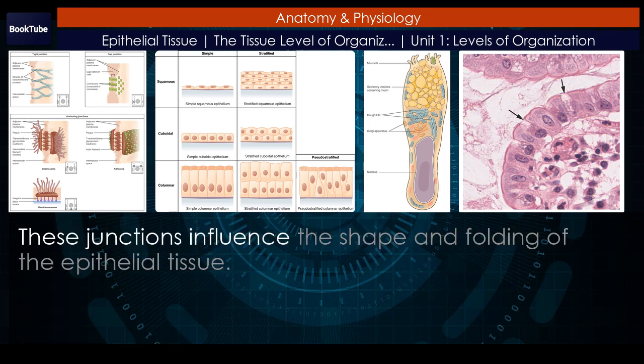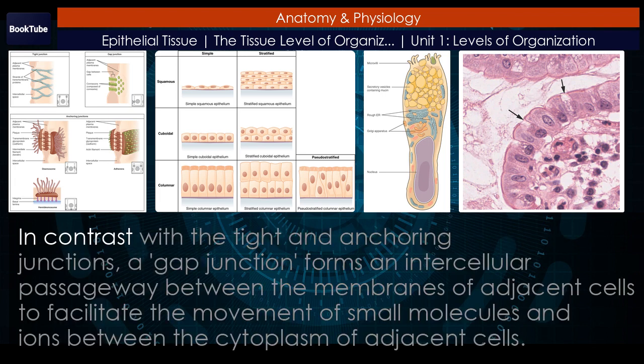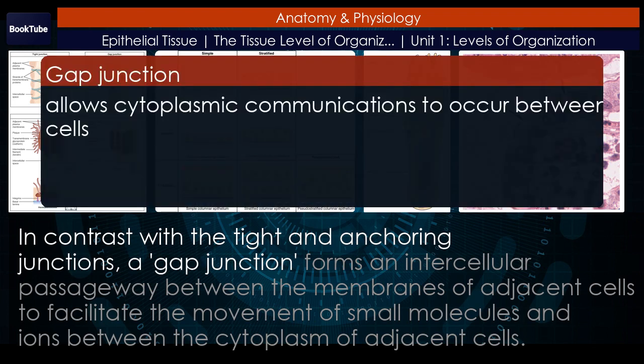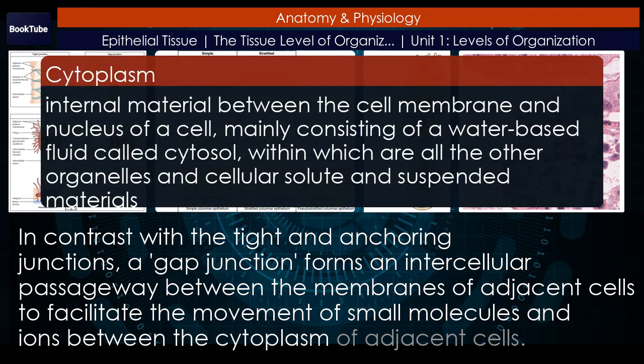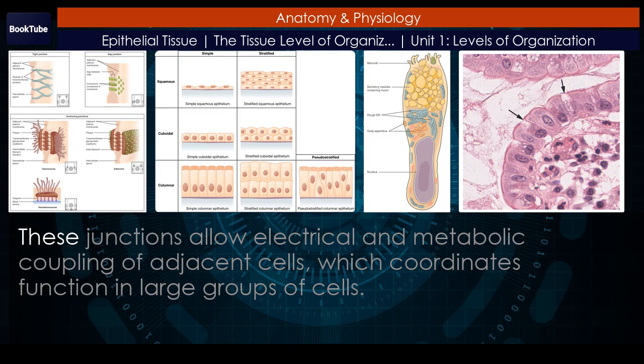These junctions influence the shape and folding of the epithelial tissue. In contrast with the tight and anchoring junctions, a gap junction forms an intercellular passageway between the membranes of adjacent cells to facilitate the movement of small molecules and ions between the cytoplasm of adjacent cells. These junctions allow electrical and metabolic coupling of adjacent cells, which coordinates function in large groups of cells.